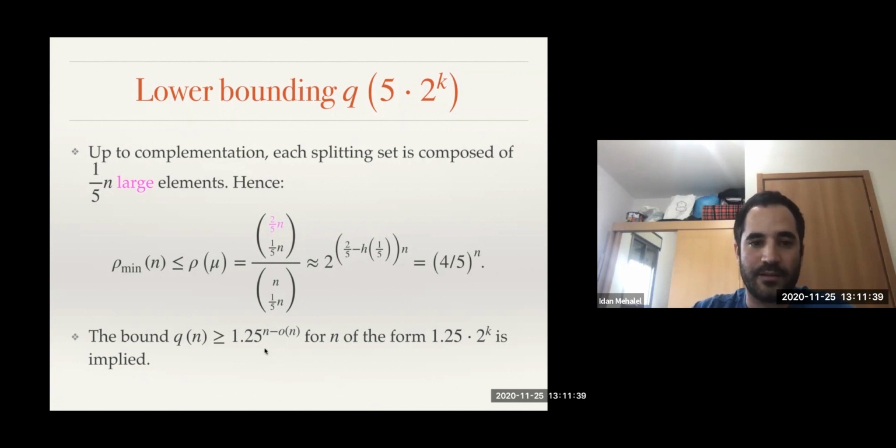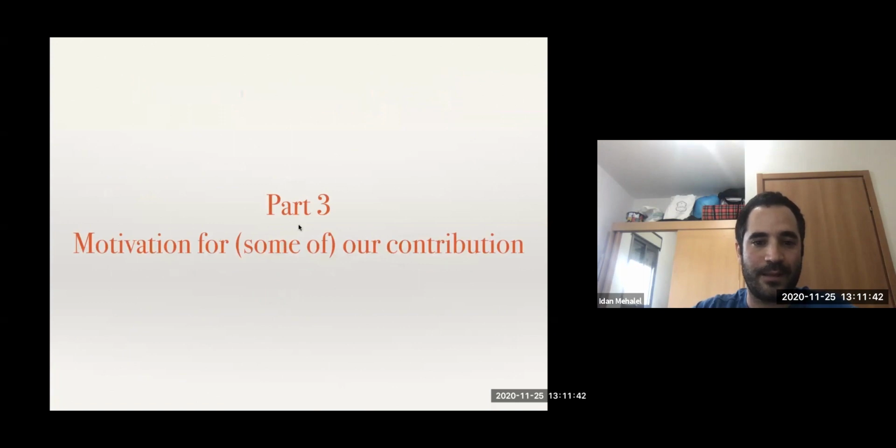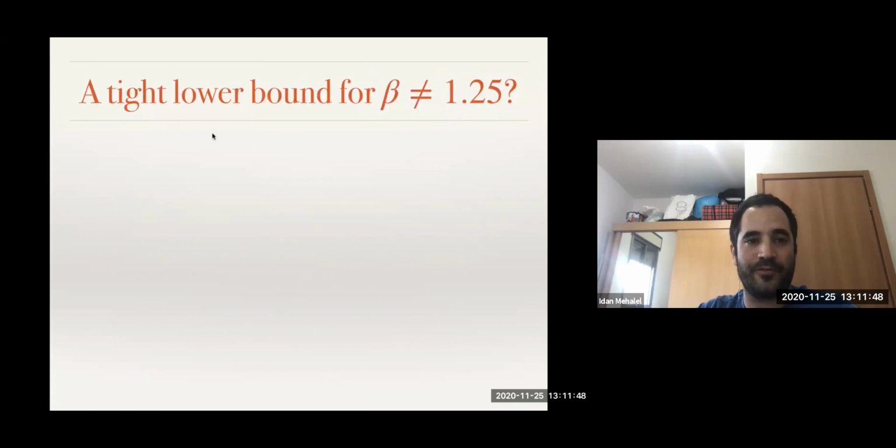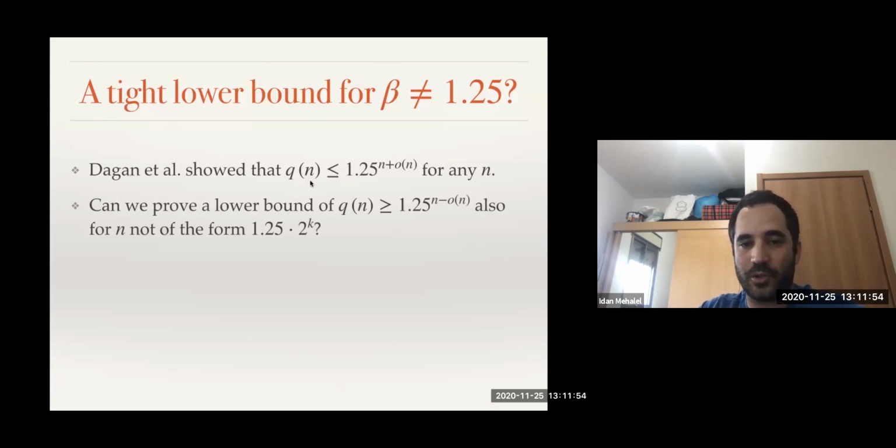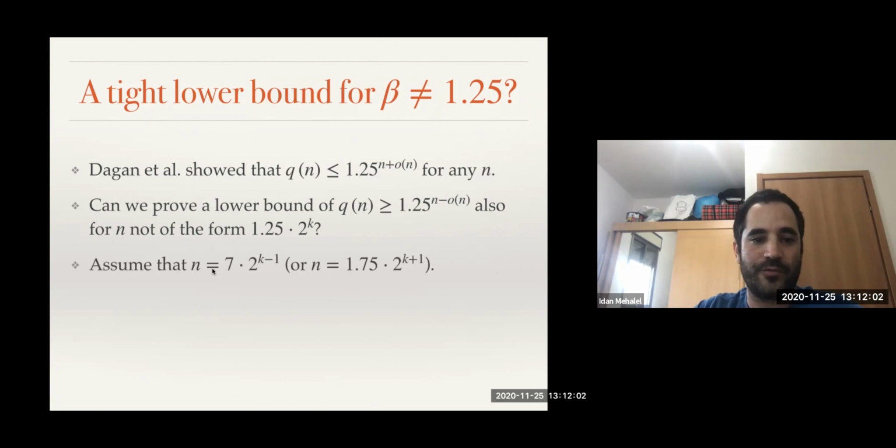Okay, good. So in part 3, as I said, we will try to adapt this proof for other values of n. As we said, Ryan et al. showed this upper bound, and we want to check if we can prove a lower bound of 1.25 to the n also for n not of this form. So for example, we take n, which is 7 times some power of 2. If we want to conform with beta being between 1 and 2, it's the same as 1.75. Again, it is just easier to consider it in this form.